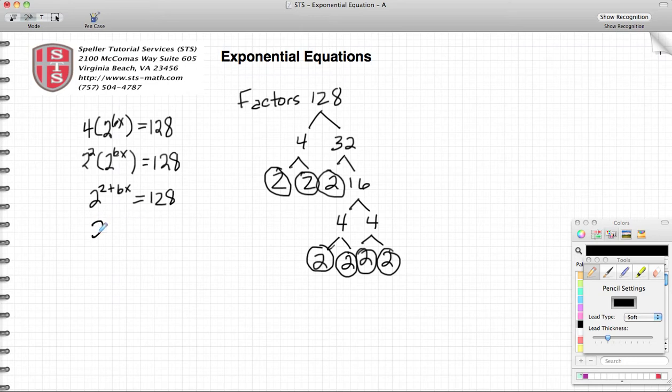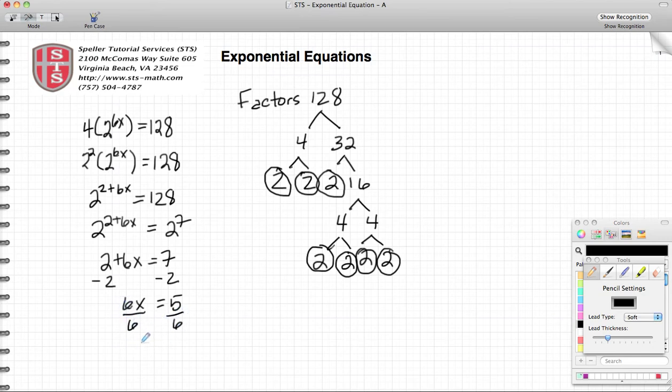So let's rewrite our equation. 128 we know is the same thing as 2 raised to the 7th power. Now that we have like bases, I can pull these exponents down and actually set these exponents equal to each other. So I have 2 plus 6x is equal to 7. I'm going to go ahead and subtract 2 from both sides. That leaves me with 6x is equal to 5. Now I need to get my coefficient in front of the x to be 1. So I divide both sides by 6. I know 6 divided by 6 is 1. And that leaves me with x being 5/6.